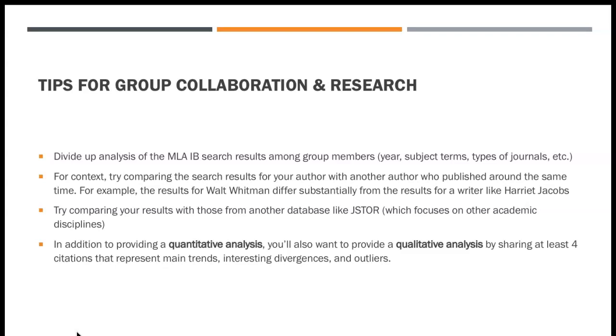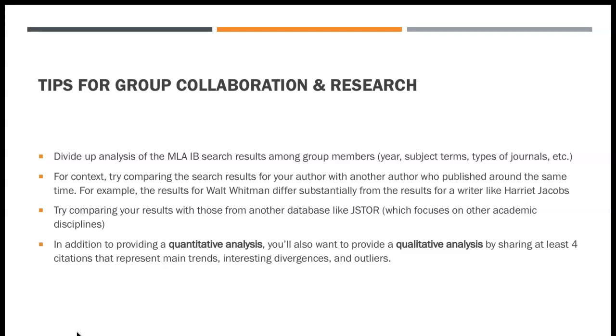You may find it instructive to try comparing the search results for your author with another author who published around the same time. For example, the results for someone like Walt Whitman would differ substantially from the results for a writer like Harriet Jacobs. You can also try comparing your results with those from another database like JSTOR. MLA focuses primarily on literary scholarship. JSTOR houses scholarship from a variety of different academic disciplines.